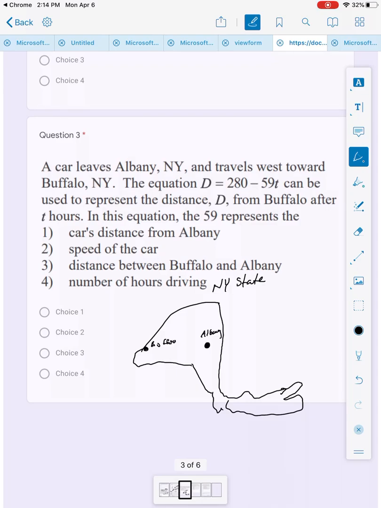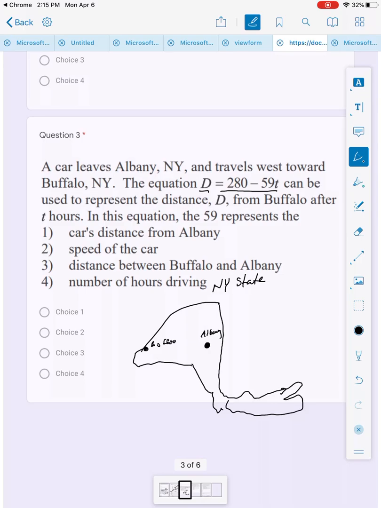And it says the equation D, guessing that stands for distance, is equal to 280 minus 59t, can be used to represent the distance, yep, D, from Buffalo after t hours. So t stands for time and it's in hours. In this equation, the 59 represents the, well, let's see right here. 59, what number does that kind of resemble in terms of driving a car?